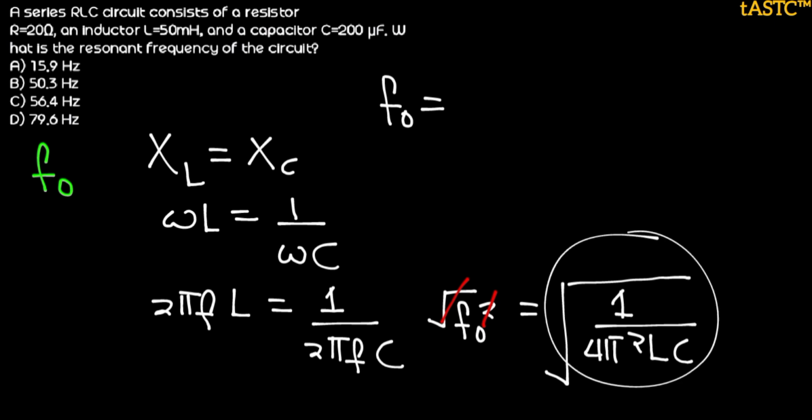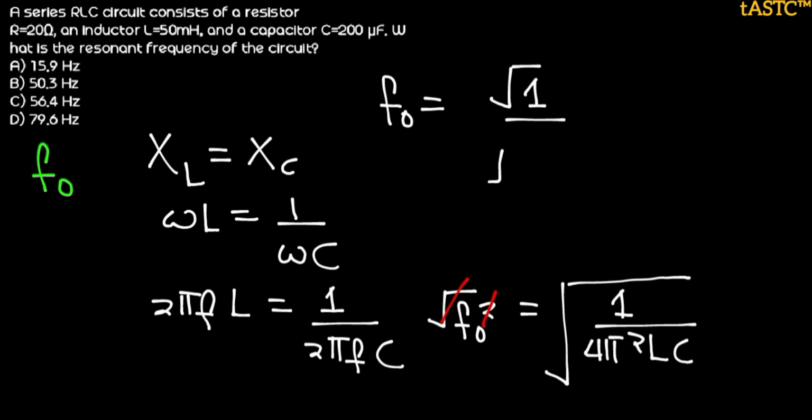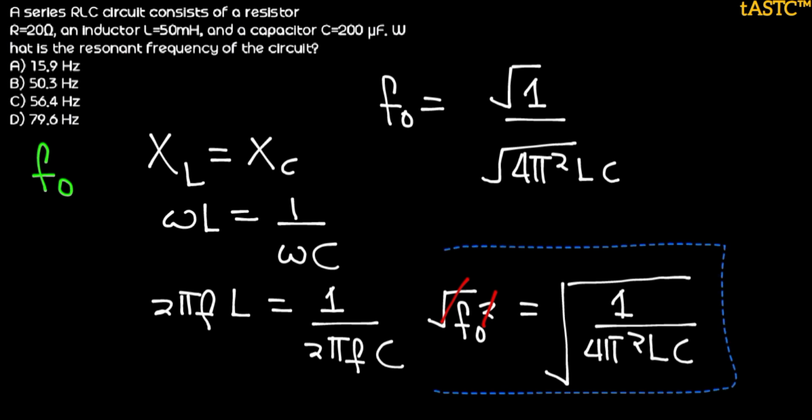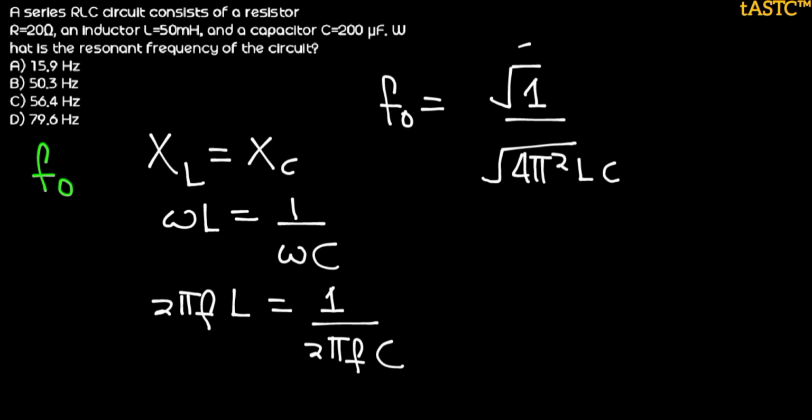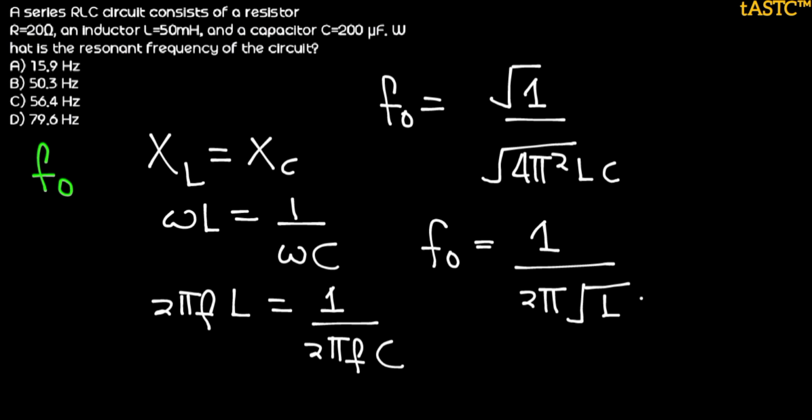And we can split this by the method of surds. So this should be root 1, and this is going to be root 4 pi squared LC. Now 4 is a perfect square. Pi squared is also a perfect square. So we could really find out what their square roots are. So this is f naught being equal to 1, which is the square root of 1, and the square root of 4, that is a 2. Square root of pi squared, that is a pi. And this will be root LC. This is basically what is going to be left.